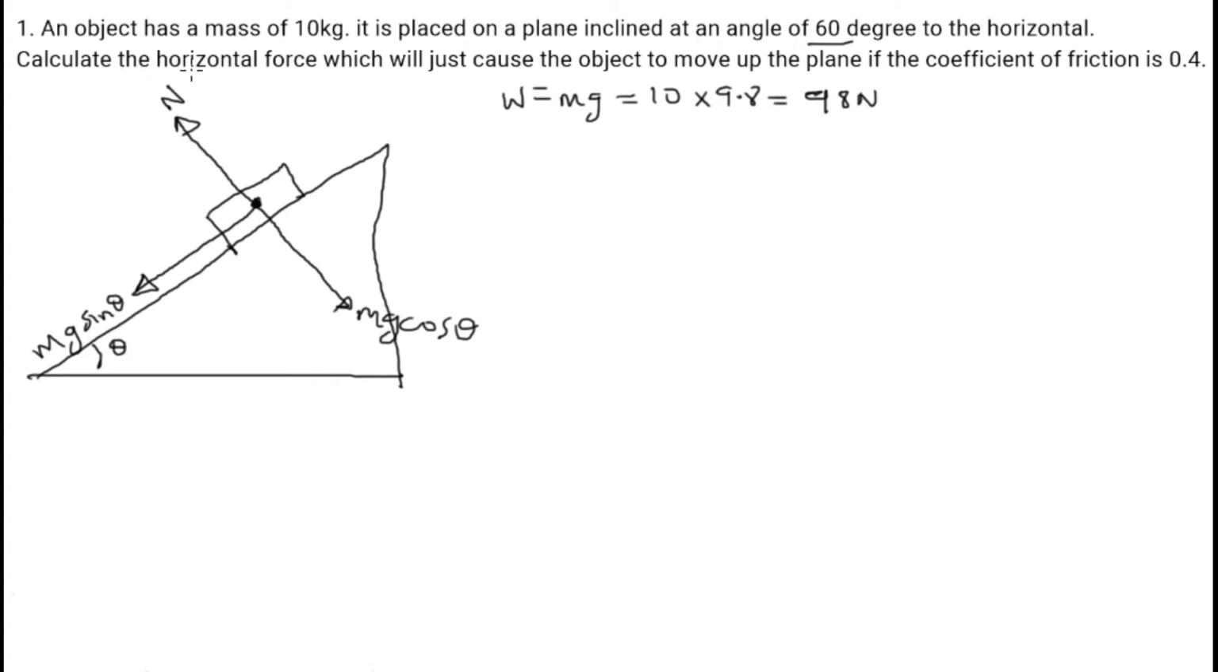Now we need a horizontal force. This is the horizontal force. Let me draw it right here. Let's say it is P. Notice the direction: horizontal, not vertical, not along the plane. This is the horizontal force which will cause the object to move up the inclined plane.